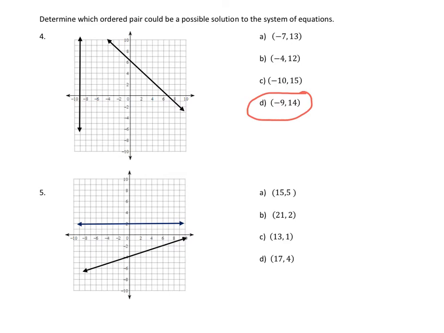And for this other one, the y value is 2. So no matter what happens with the second line, the first line, the y value is 2. So we know that our solution is going to have a y value of 2. So the only answer choice with a y value of 2 is answer choice B.